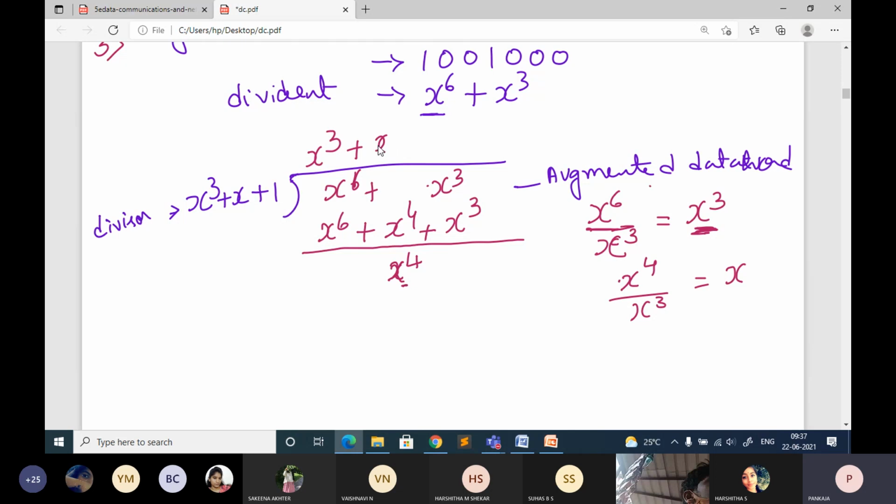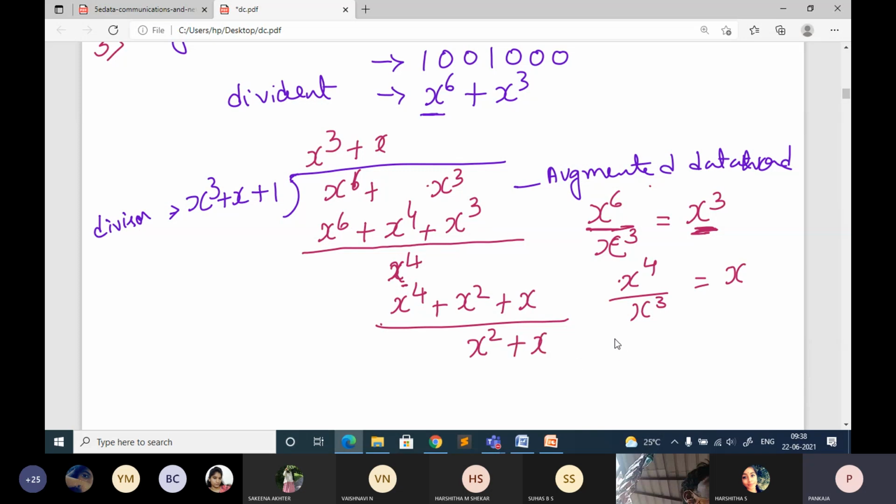So you're going to get x here, the next quotient. Now take this quotient term, that is x, and multiply with the divisor. What are you going to get? You're going to get x power 4 plus x square plus x plus 6. Very good. Now apply the same subtraction rule. Just cancel the identical terms. The remaining terms are x square plus x.